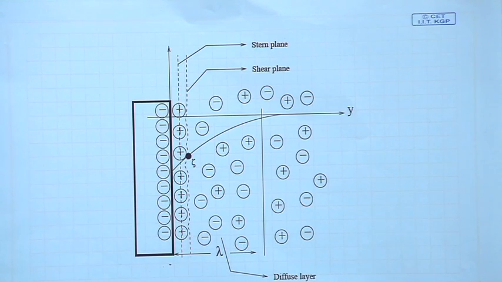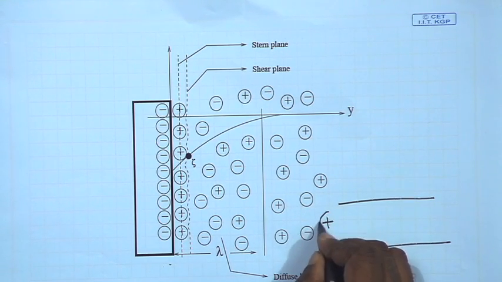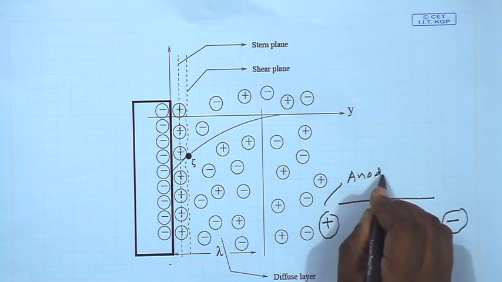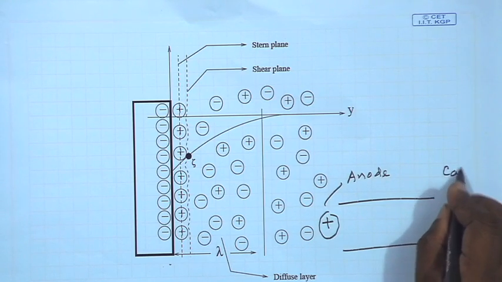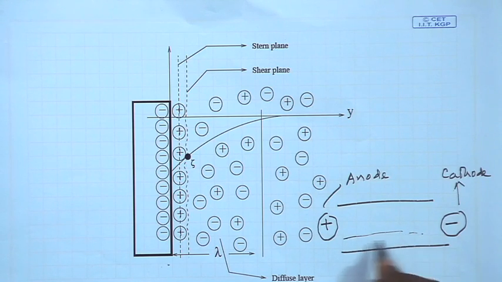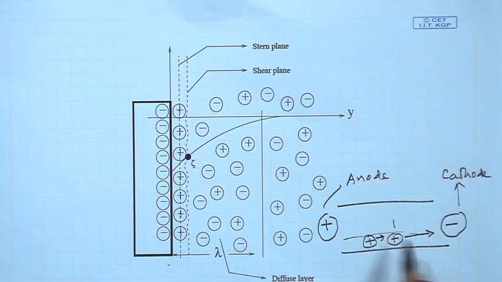Say if I take an anode and a cathode here, let us call this the anode and this the cathode. So this is the Debye layer. Now if an electric field is applied, creating a voltage drop, the surplus positive ions in the Debye layer will be attracted towards the negative electrode, with a Coulombic attractive force.